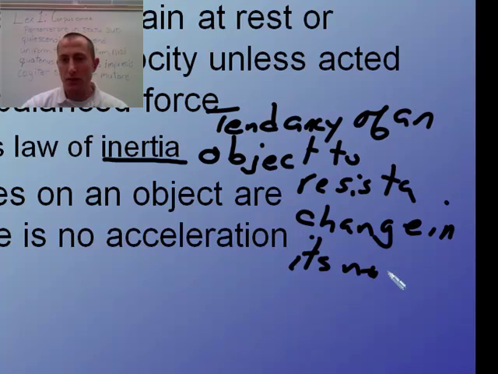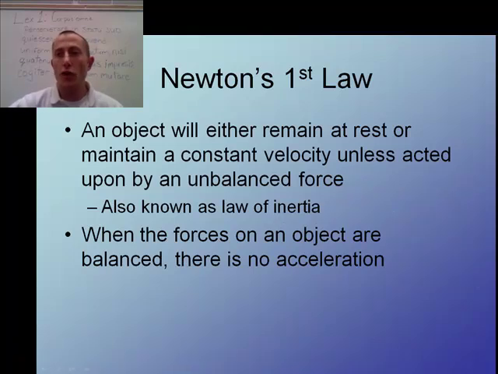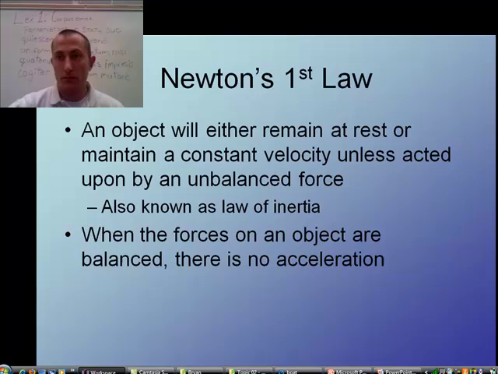So in its motion. Now, when the forces on an object are balanced, that means we have what's called a zero net force, and there's no acceleration. And if there's no acceleration, as we know from kinematics, when acceleration is 0, change in velocity is 0.